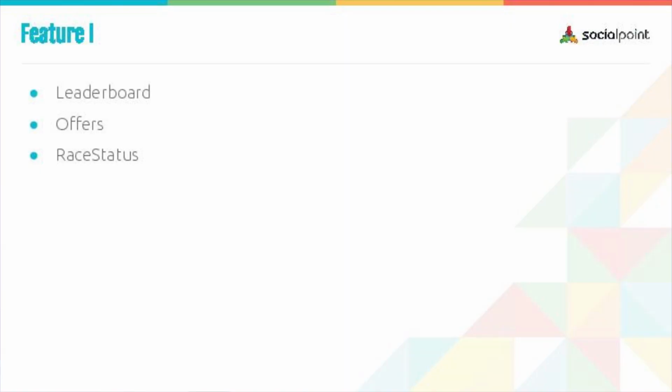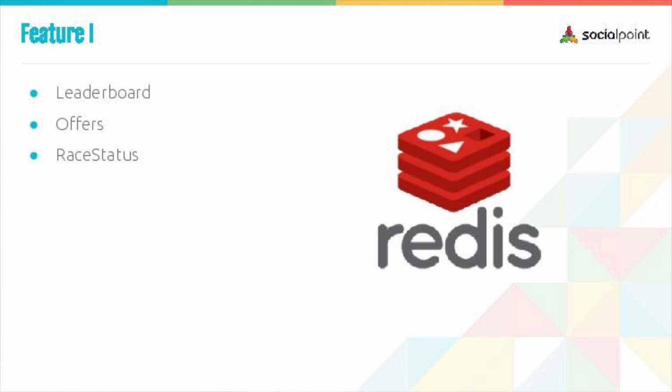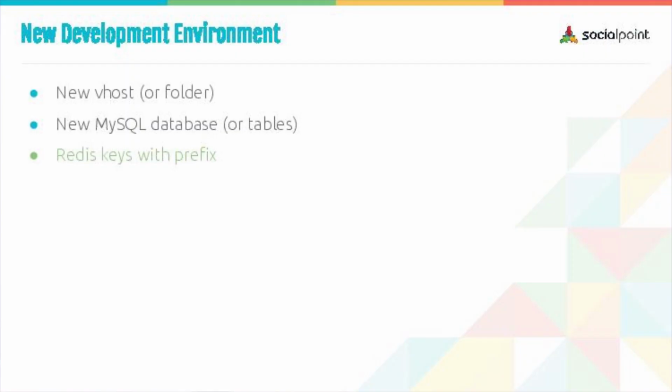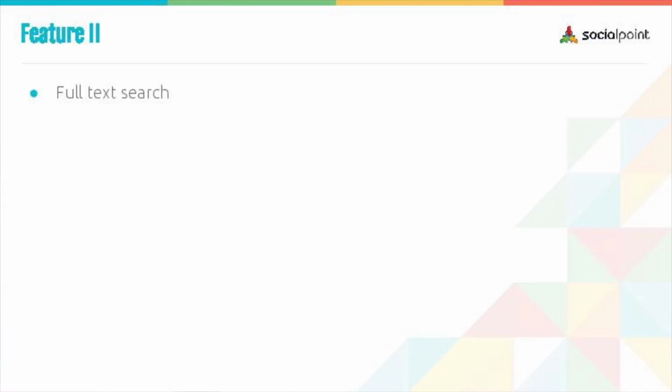But the day arrives when the developers come to us and say, we need to implement a new feature. We need to make a leaderboard, we need to set up some offers, we need to track a status of arrays. So we decided to set up Redis. OK, now each new development environment needs a virtual host or a folder, a MySQL database. And instead of setting up a Redis instance for each new development environment, we decided to just pick a prefix for the Redis keys. So each environment uses a different prefix, so there is no collision in the Redis keys.